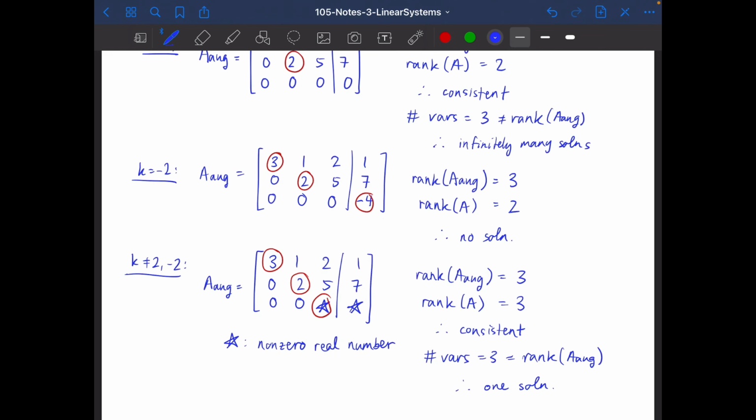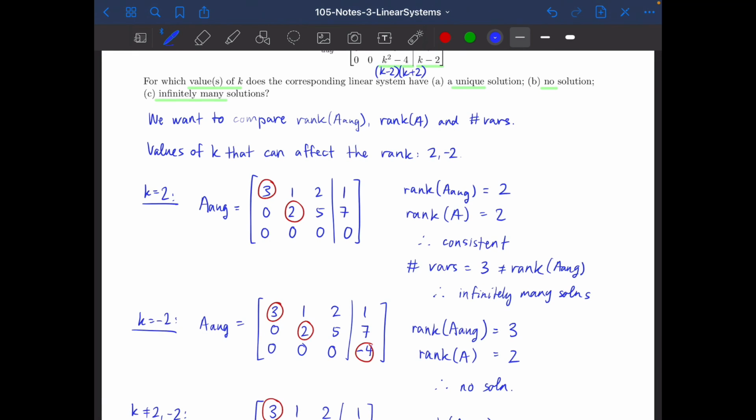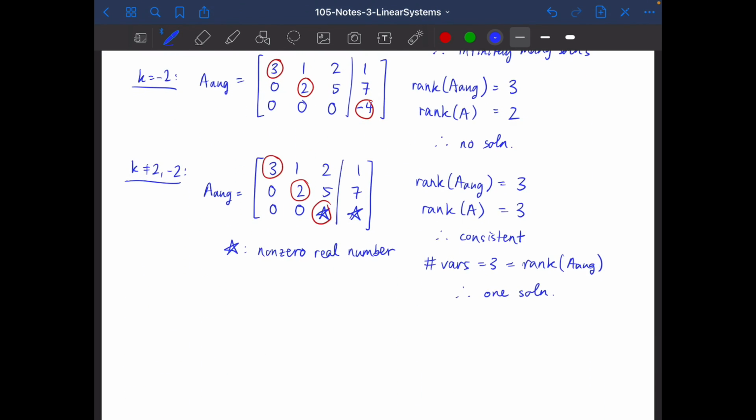So what have we found? Let's summarize. We found that when k is not equal to 2 or minus 2, we have a unique solution. When k is equal to minus 2, we have no solution, and when k is equal to 2, we have infinitely many solutions. So the solution to this problem is part A, k not equal to 2 or minus 2, part B, k equals minus 2, and part C, k equals 2.